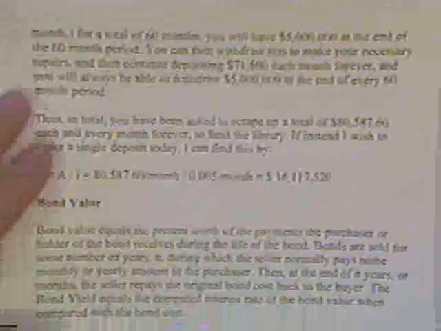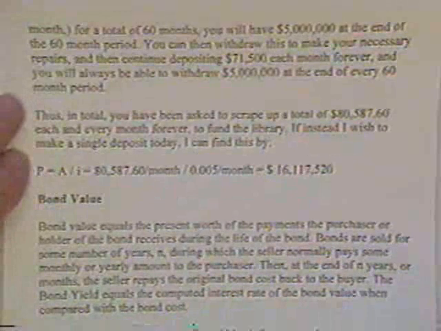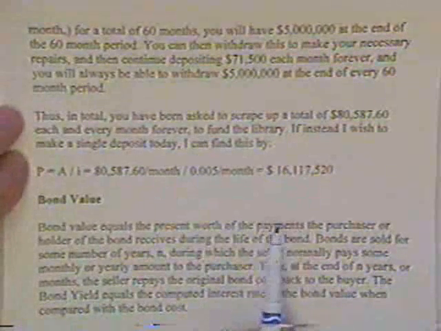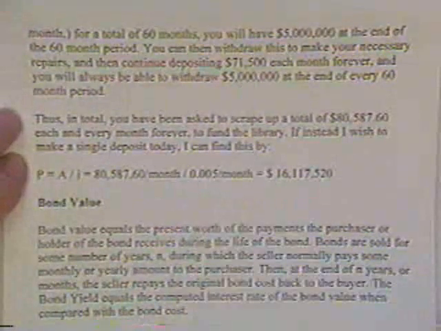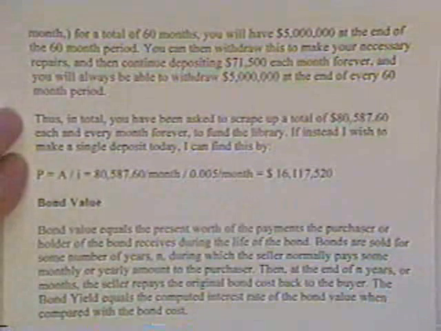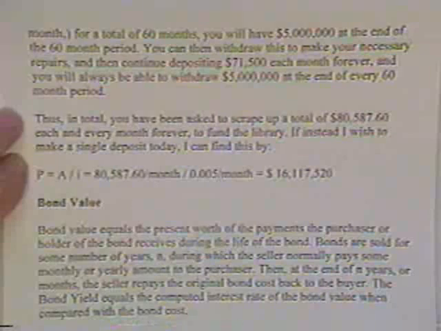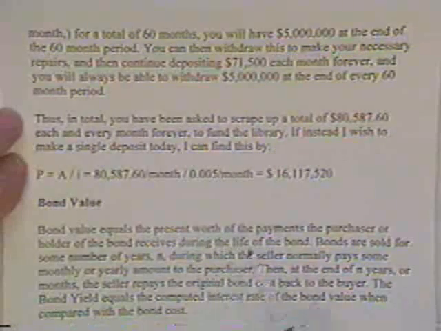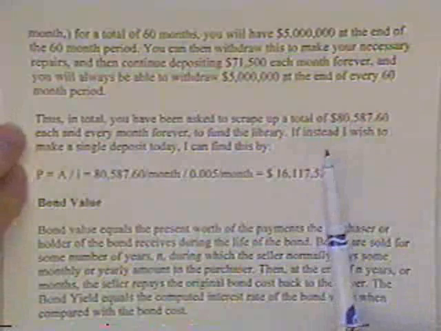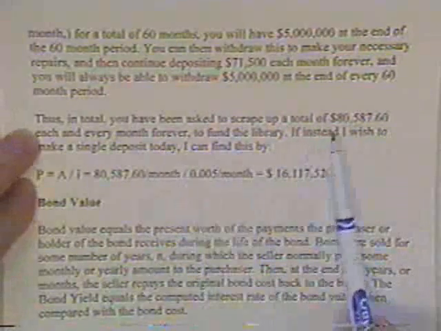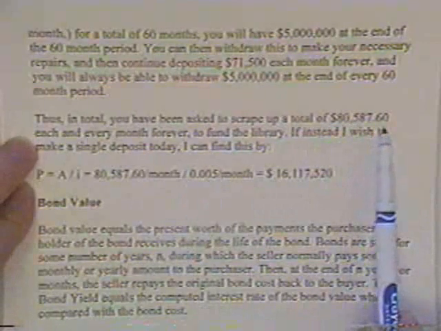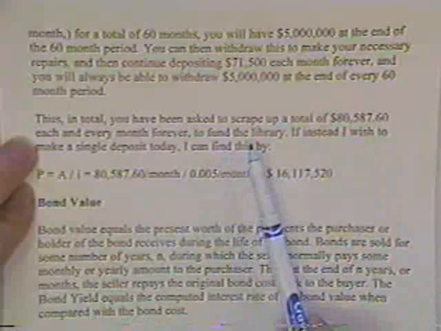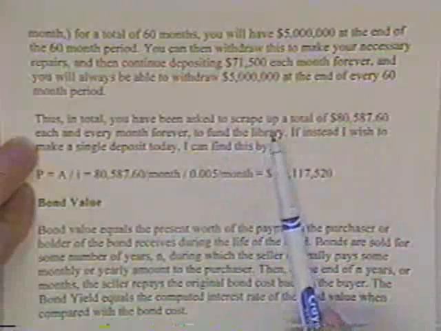All right. Now then, therefore, what you have to do is give the bank $71,500 each month. Previously, we found you had to give the bank $997 at the end of each month, and you had to give the bank $8,110 at the end of each month. All you've got to do is add up all of the things you've got to give the bank at the end of each month, and you'll find that you have to scrape up $80,587.60 at the end of each month, forever and ever, to properly fund the light bulbs, the general repairs, and the major overhauls.